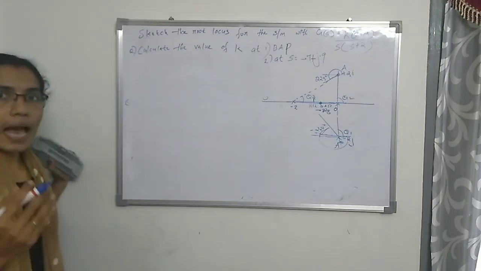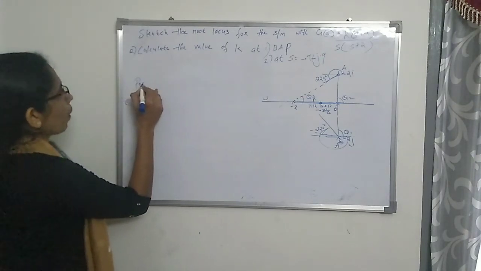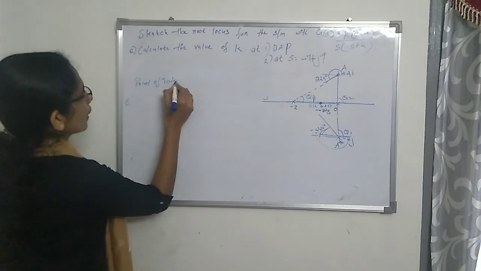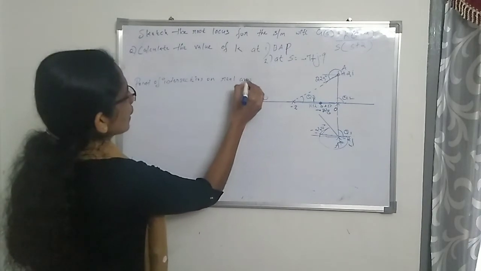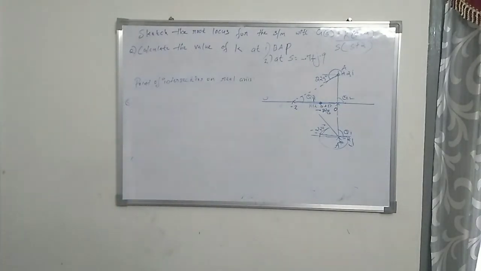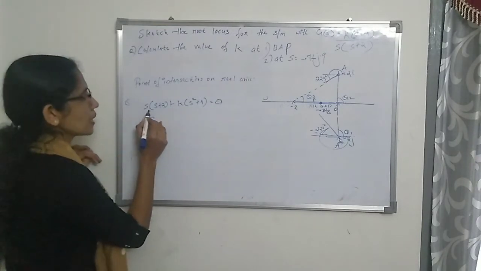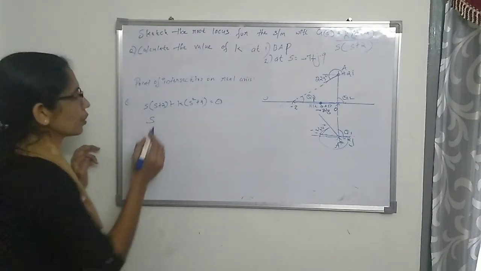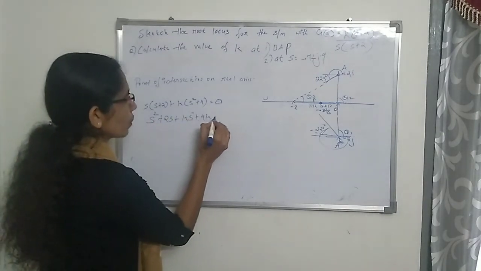Next we need to find the point of intersection on the real axis. Okay, the next point, the point of intersection on the real axis, is the last step. For finding the point of intersection, first consider the characteristic equation, that is s into s plus 2 plus k into s square plus 4 is equal to 0. That is s square plus 2s plus k s square plus 4k is equal to 0.